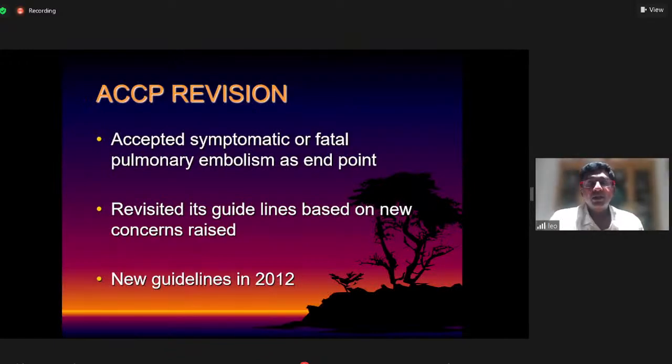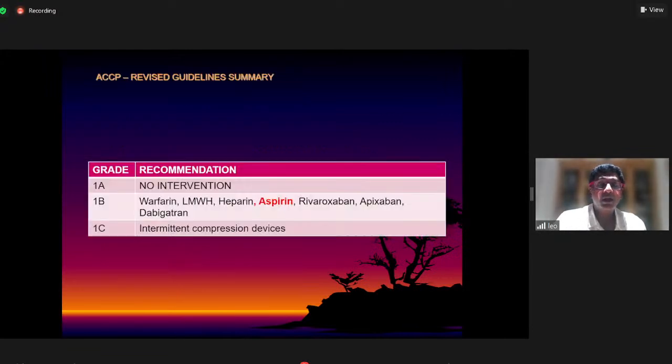So when these issues came up, the ACCP as well re-looked into those guidelines, and they also did something remarkably important. They shifted their endpoint as well, and ended up accepting symptomatic or fatal pulmonary embolism as the endpoint, because the presence of DVT alone appears not to be much of an issue to worry about so long as we don't have pulmonary embolism. And they revisited their guidelines and then reissued their new guidelines in 2012.